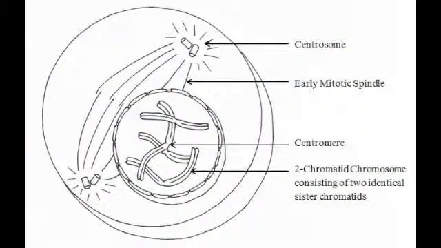During prophase, the chromosomes become more condensed and organelles called centrosomes begin to move to the opposite ends or poles of the cell. The centrosomes produce the mitotic spindle, which is composed of microtubules. As the centrosomes move farther away, the spindle lengthens. The sister chromatids are bound together by the centromere.